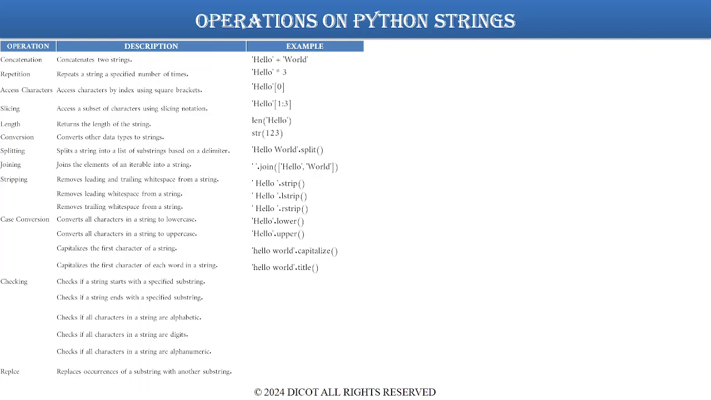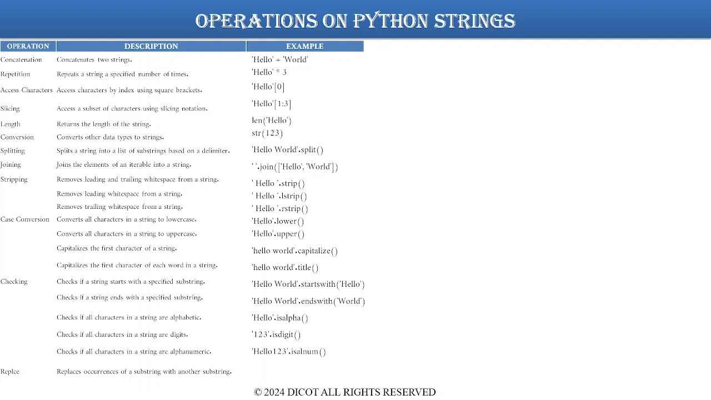Checking. Hello world dot startswith hello checks if a string starts with a specified substring. Hello world dot endswith world checks if a string ends with a specified substring. Hello dot isalpha checks if all characters in a string are alphabetic. 123 dot isdigit checks if all characters in a string are digits. Hello123 dot isalnum checks if all characters in a string are alphanumeric.